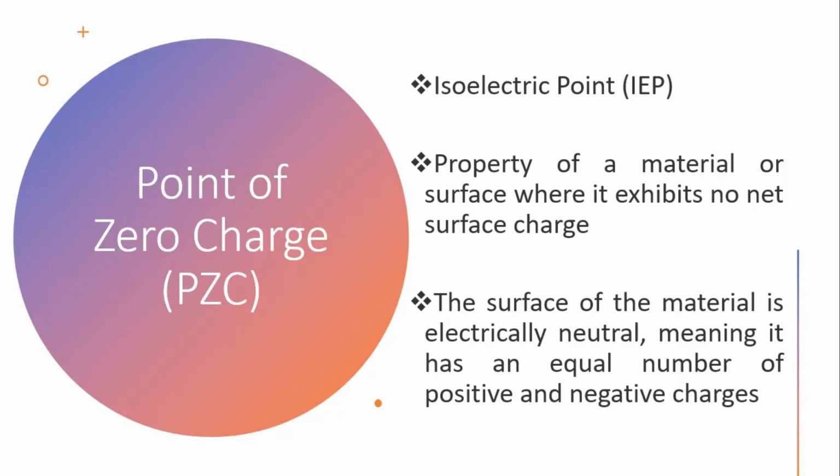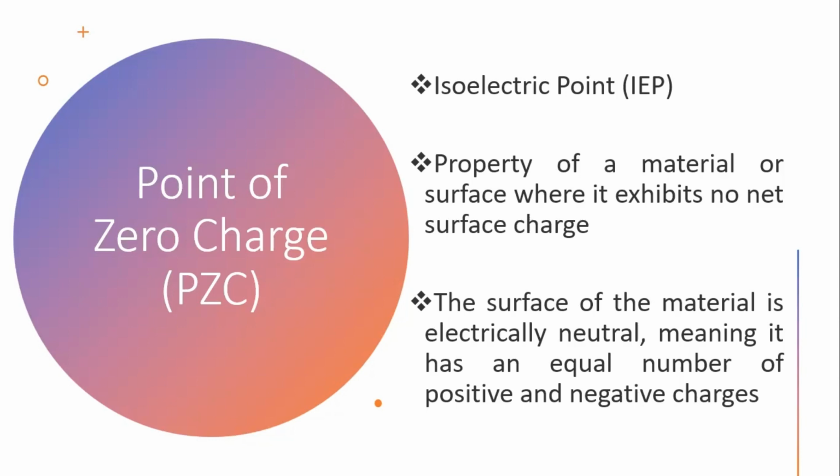Iso means same. The point at which the charges on the surface of a material become zero. It is a property of a material or any surface where it has no net surface charges. When the charges on the surface become equal to zero, that point is called the point of zero charge. The point at which the surface of any material becomes electrically neutral. This means that it has an equal number of positive charges and negative charges. Then we call that point the point of zero charge.